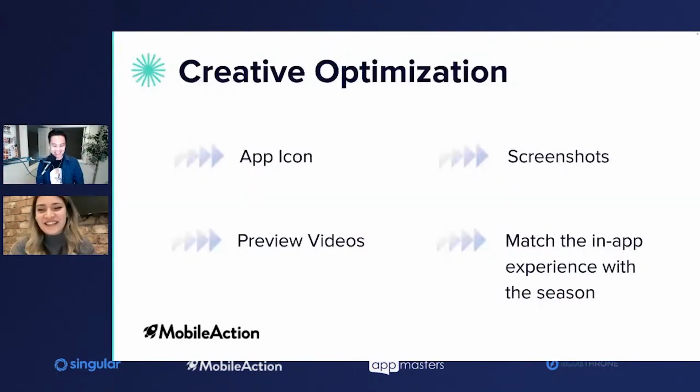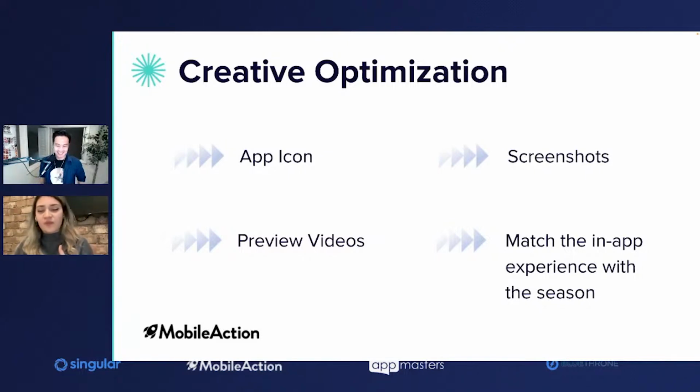I like that. Yeah, so on the topic of that, let's say that you made your app icon according to the season. You changed your screenshots, you changed your preview videos, whatever. So your product page completely reflects the season, let's say Halloween. But then the user comes into the app and there's absolutely nothing about Halloween. The in-app experience is the exact same. So that is going to lead to a very high bounce rate.